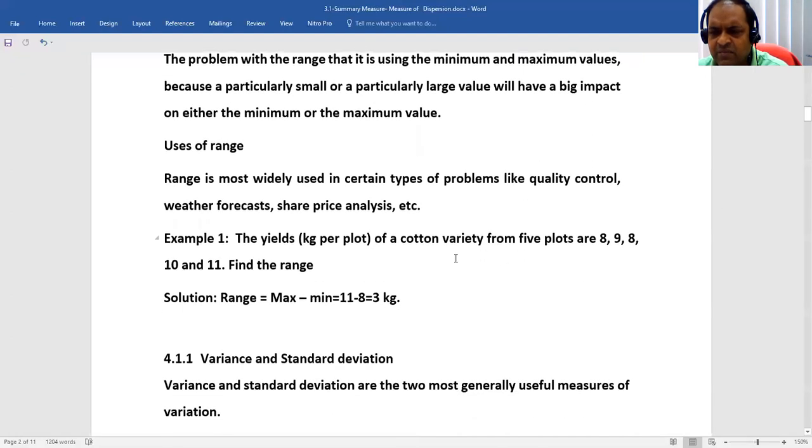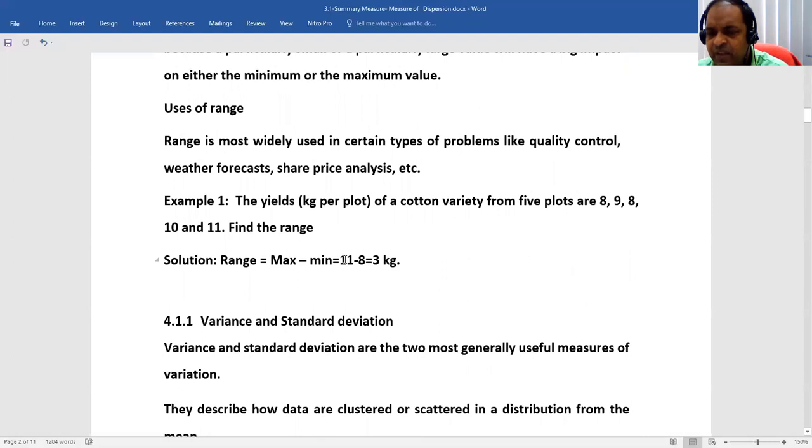So there is some production of cotton in kg. What is the range of the production? So this is maximum minus minimum. Maximum production is 11, minimum is 8. You get 3 kg. So the range of production is from 8 to 11, and the range is 3 kg.